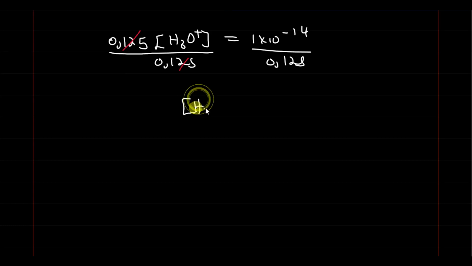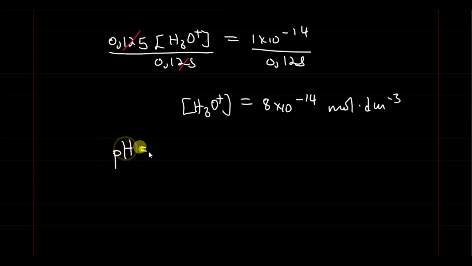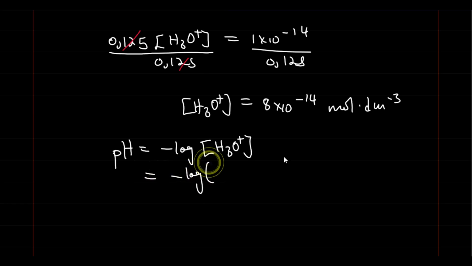Okay, we have what now? We have concentration of hydronium is equals to 1 times 10 negative 14 over 0.125. So we have 8 times 10 exponent negative 14 mole per dm cube of what? Of hydronium. So how do we calculate the pH? Now we can use the pH formula, because the pH formula requires hydronium, and now we know how much is hydronium. So we'll substitute the concentration of hydronium, 8 times 10 exponent negative 14.